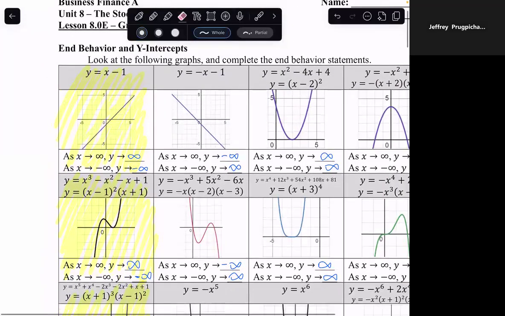X minus 1. I see, sometimes it's in the factored form. Yes, that's true, there's an x minus 1 in every equation. Yes, David?